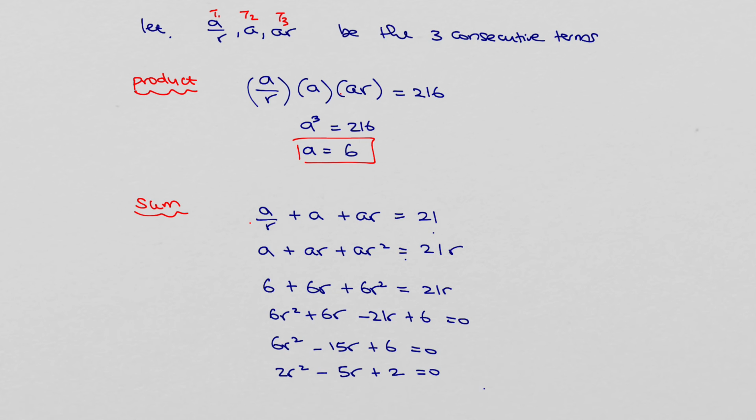Okay, so if we factorize this, we can say, well, what multiplies to give us 4 and adds to give us minus 5, and it must be minus 4 and minus 1. So 2r squared minus 4r minus r plus 2 equals 0.